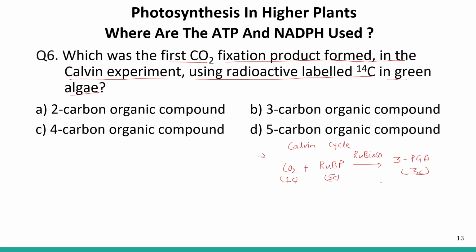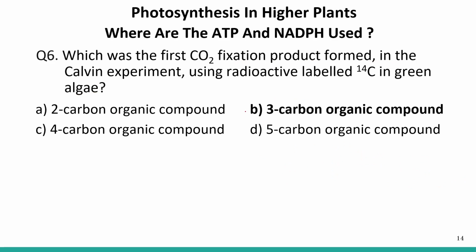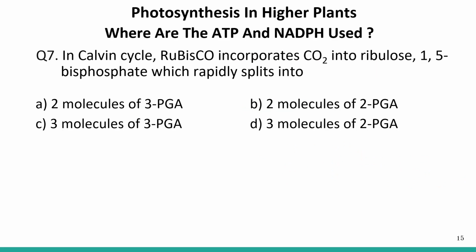This is 3-phosphoglycerate or glyceric acid. Alright, so the options are 2-carbon organic compound, 3-carbon organic compound, 4-carbon organic compound, or 5-carbon organic compound. So what should be the answer here? 3-carbon organic compound. Right.